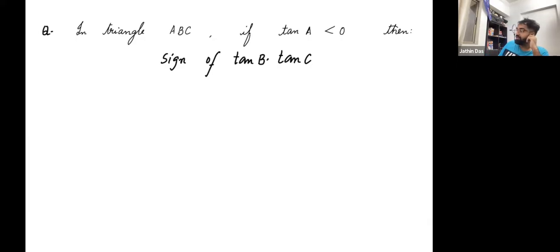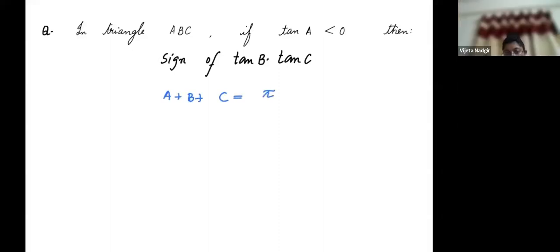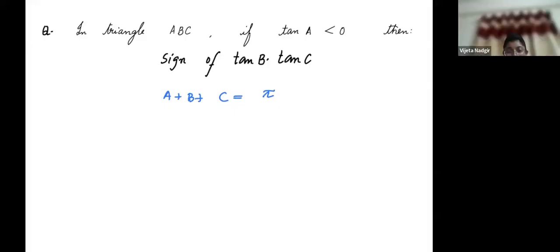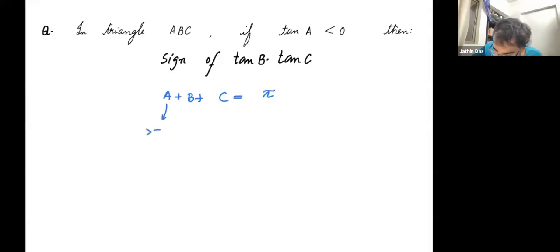I'll tell this, or if you have any idea, tell me. But you're not used to this type of problem, so first I'm telling you. They have told tan A is less than 0, negative, and it is a triangle. So you know for sure A plus B plus C is pi. So the value of A can be only between the first and second quadrant. In the first quadrant tan is positive, so A is greater than pi by 2, meaning obtuse.